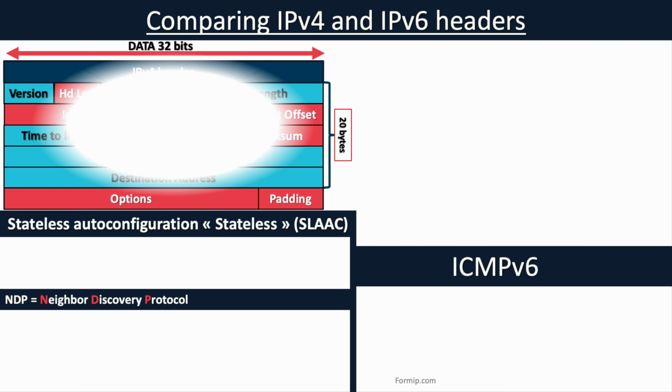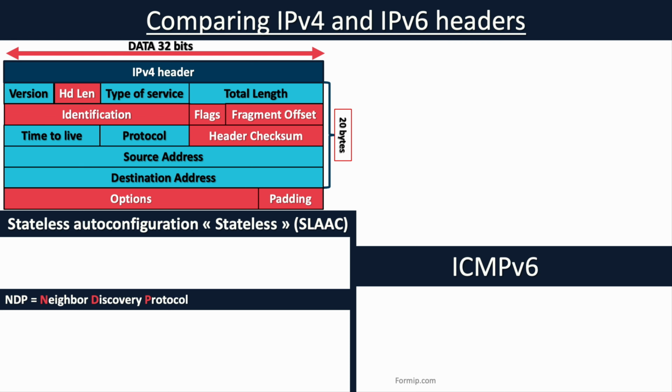Here is an IPv4 header. It contains, in all, 14 fields. The options field at the very bottom is optional, and the padding field, right next to it, allows you to fill in the option field so that the header is 32 bits in total. As you can see, the IPv4 header is 20 bytes.